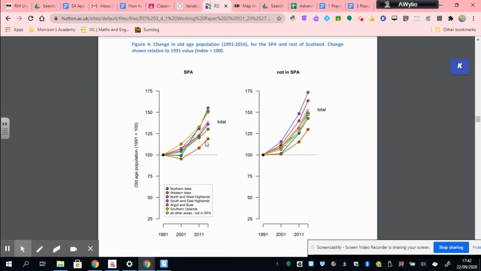So that's a 20% increase in some areas like Western Isles, but on the extreme end, like North and West Highlands, has been an over 50% increase in the number of elderly.